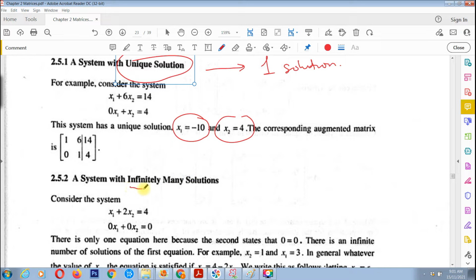And then we have infinitely many solutions, meaning we have a lot of solutions. For example, 3 plus t equals 5. How many t that equal 5? T1 maybe can be equal to 2, right?